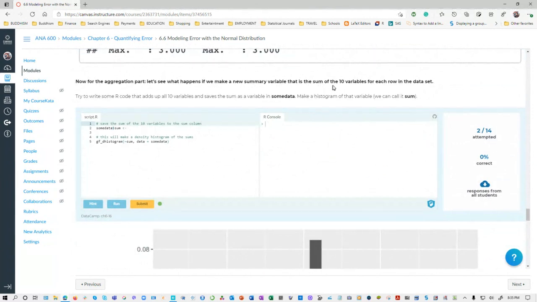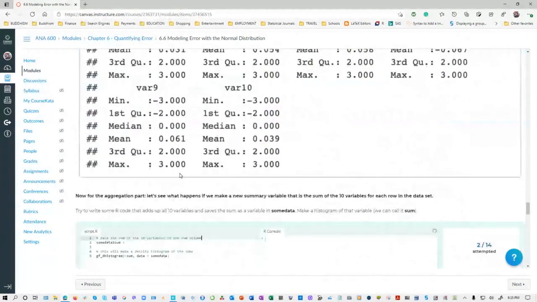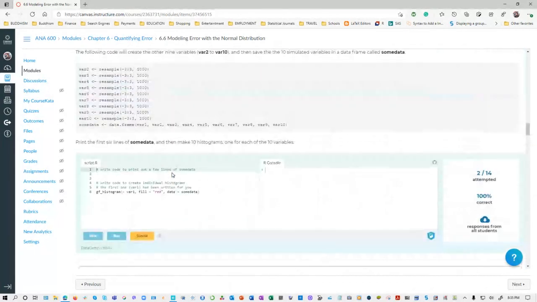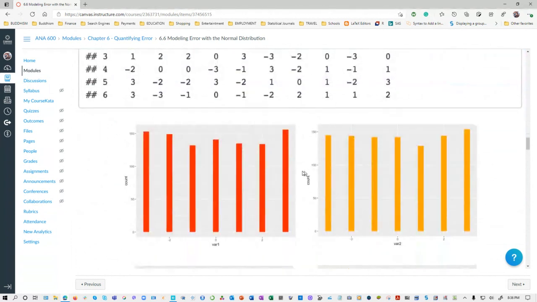Let's see what happens if we make a new variable that is the sum of the 10 variables for each row. You're going to sum up the variables this way, adding these numbers: -2, -1, 1, -2, -3, -2, -3, -1, 2, 0. The -1 and 1 get cancelled out, and -2 and +2 get cancelled out. Then you're going to have -2, -4, -6, -6, 4, 10, 11, -11, like that.